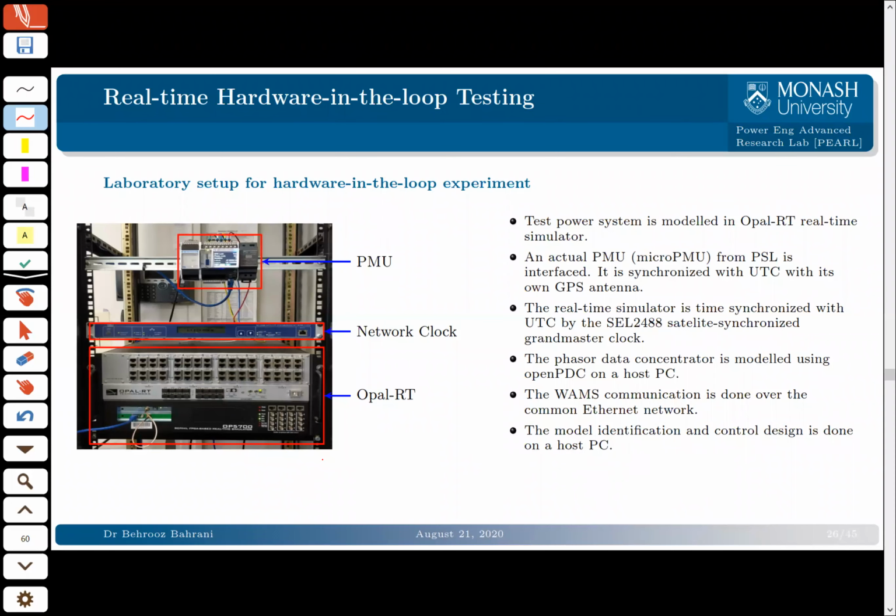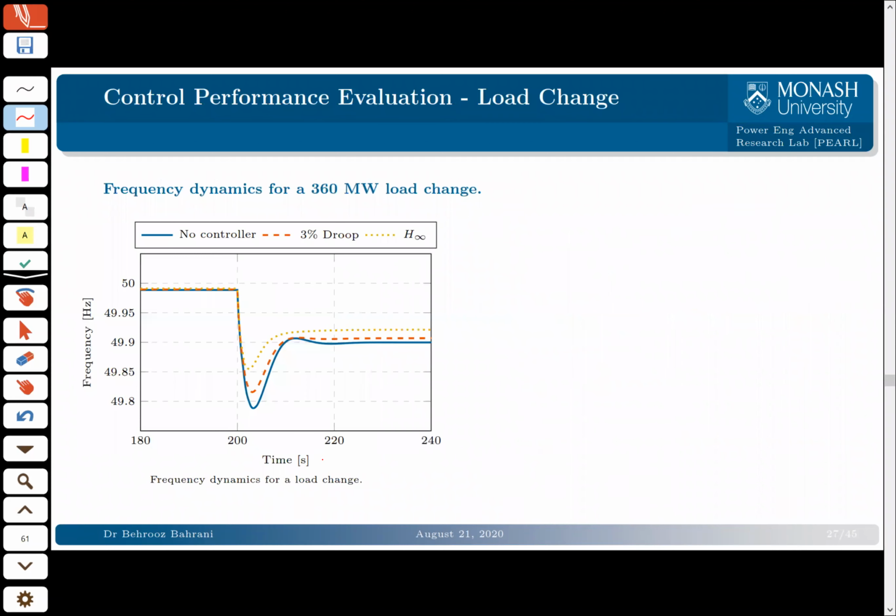So we did the model identification in a dedicated PC, of course. We got the data from the real-time simulator. We stored them in a PC. We did the model identification, and then we did the control design, and then put the controller back in our simulator to see how it operates. Well, we did a few tests. One of them is here.